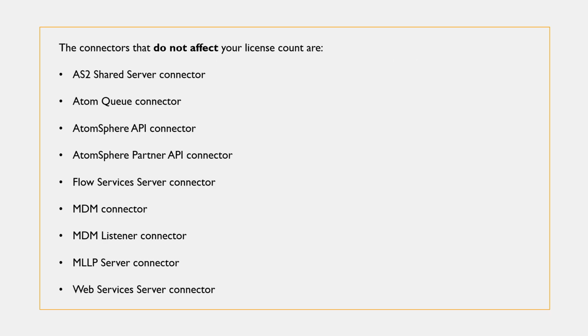The connectors that do not affect your license count. There are a few connectors that don't consume your license count, so you can deploy and use them any number of times. They are the AS2 Shared Server connector, Atom Q connector, AtomSphere API connector, AtomSphere Partner API connector, Flow Services Server connector, MDM connector, MDM Listener connector, MLLP Server connector, Web Services Server connector, etc. Right?